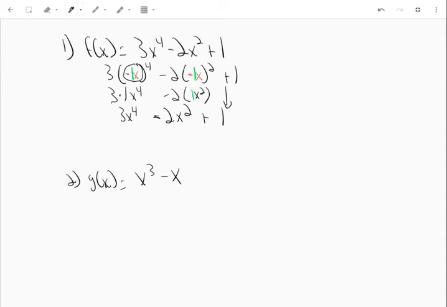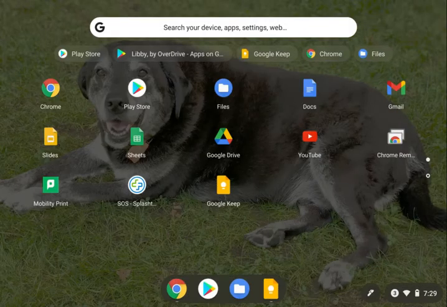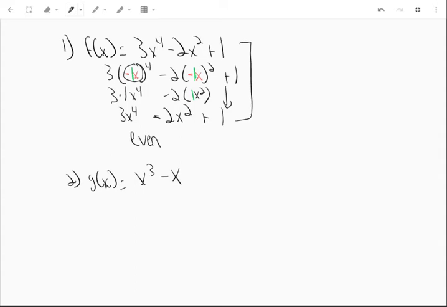Now, if I compare this to the original function, did I get exactly the same thing? 3x to the 4th, 3x to the 4th. Negative 2x squared, negative 2x squared. Plus 1, plus 1. So I got the same thing, which means the function is even. So we are going to say that this is an even function. If it's an even function, then I'm done. I don't have to check whether it's odd or not. I only check odd if I determine that it's not even.